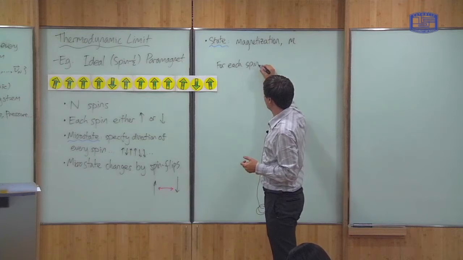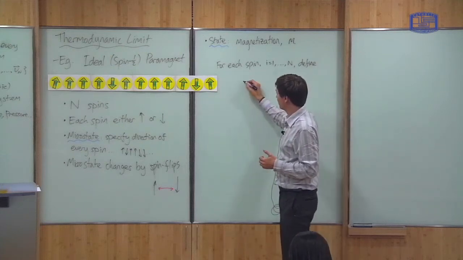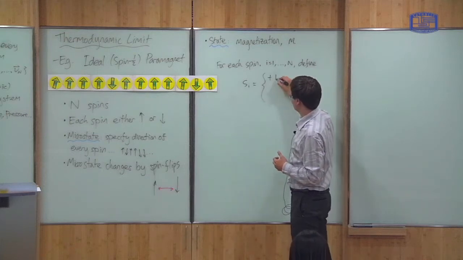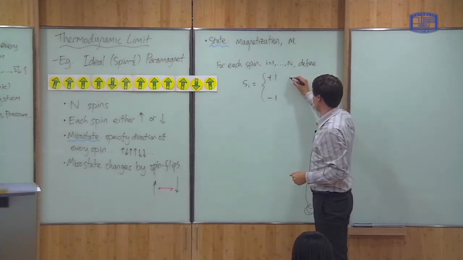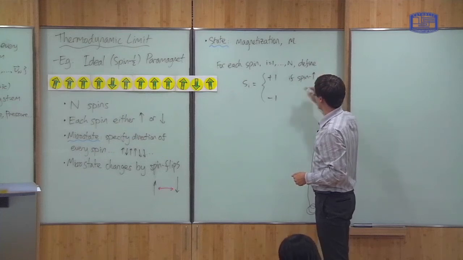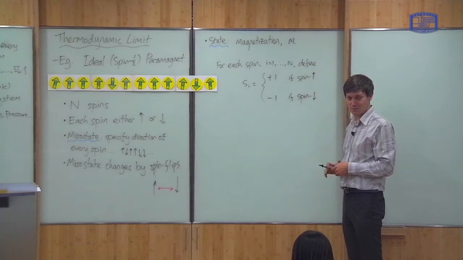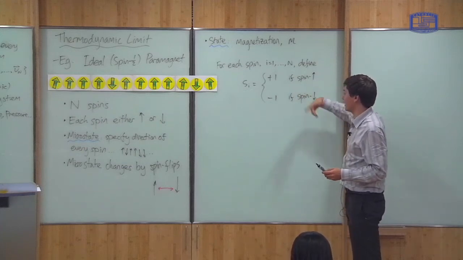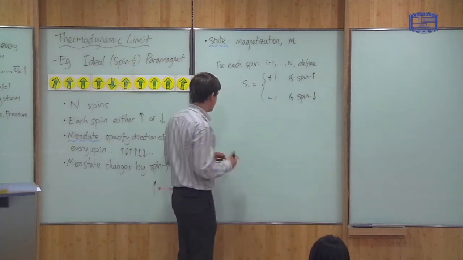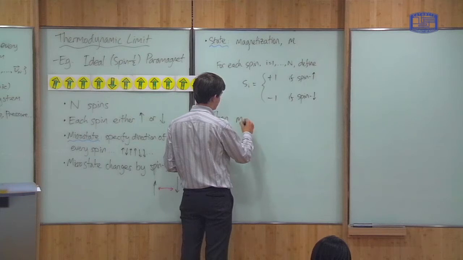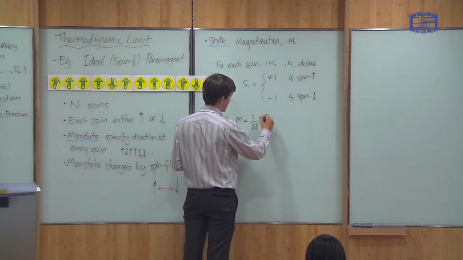So for each spin, let's say little number i, which goes from 1 to n, we define a number, s_i, equals either plus 1 or minus 1. And it's plus 1 if the spin points up, and it's minus 1 if the spin points down. So this is just another way of labeling spins. Instead of talking about up and down, I can talk about plus 1 and minus 1. Then the magnetization is the average value of these s's. So it's defined as 1 over n, the total number of spins, times the sum, i equals 1 to n.